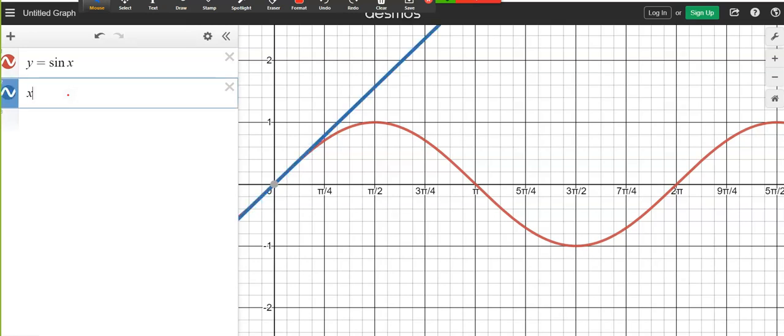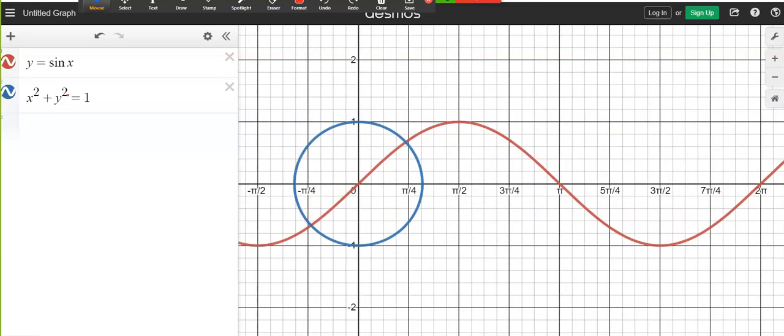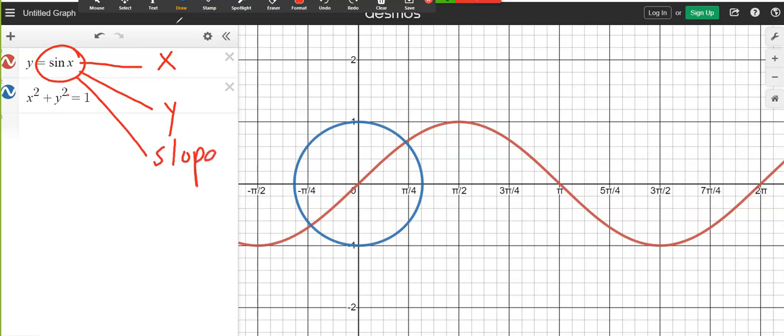X squared plus y squared equals 1. You are familiar with a circle, right? So that's the equation of a circle. Sines: are those x values, y values, or slopes? Sines are y values. That's right. They're y values.